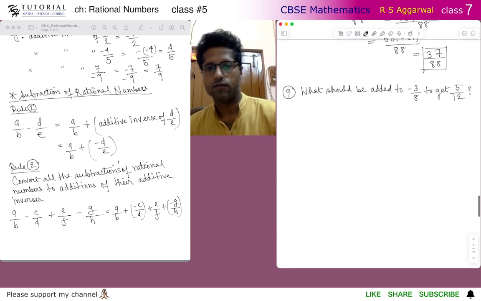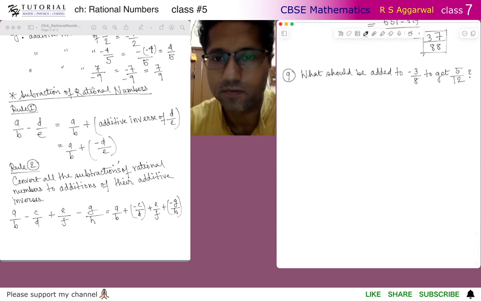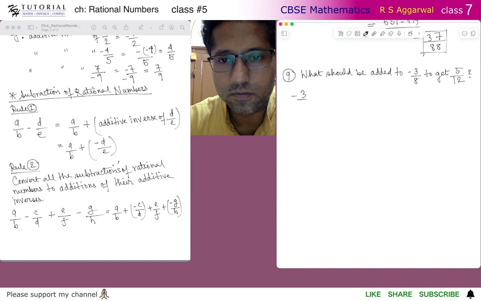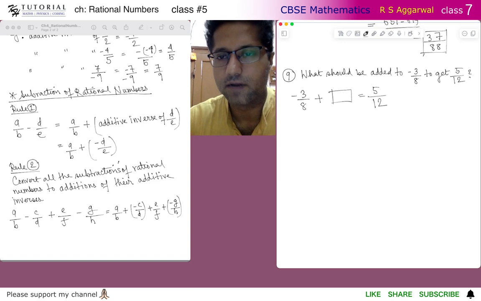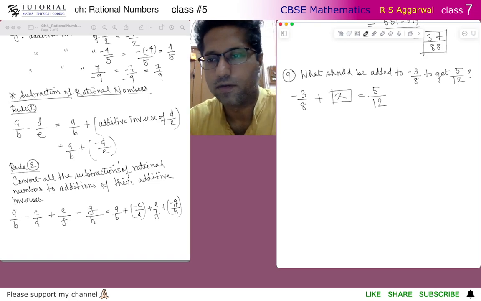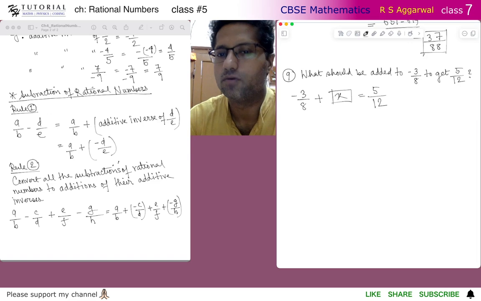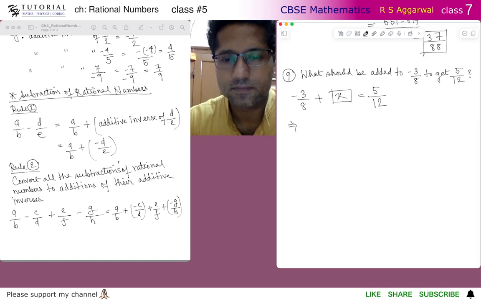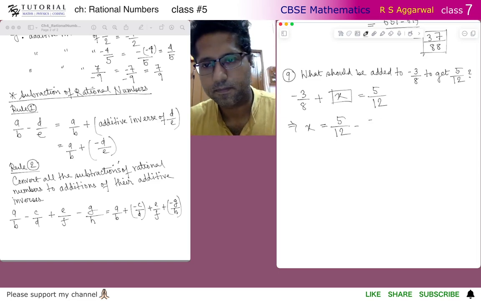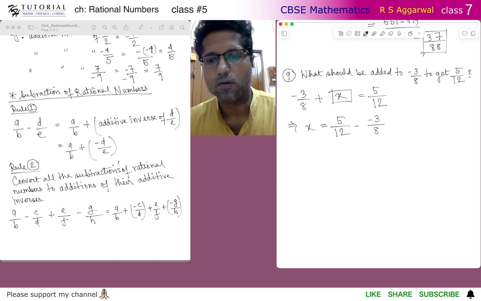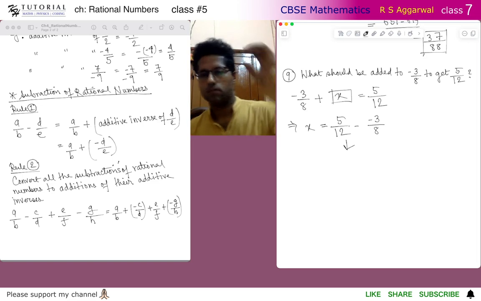Okay. Question number 9. What should be added to minus 3 by 8 to get 5 by 12? So what should be added to something, writing something as box, to get 5 by 12. If this is x that we have to add to minus 3 by 8 to get 5 by 12, this implies that x is 5 by 12 minus 3 by 8. We have to compute this.